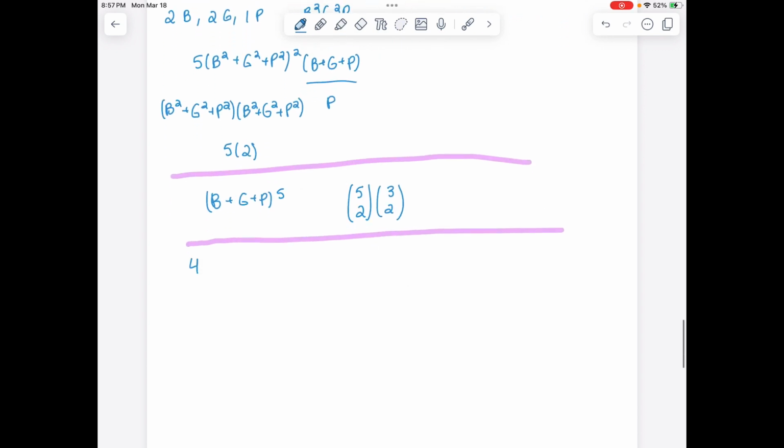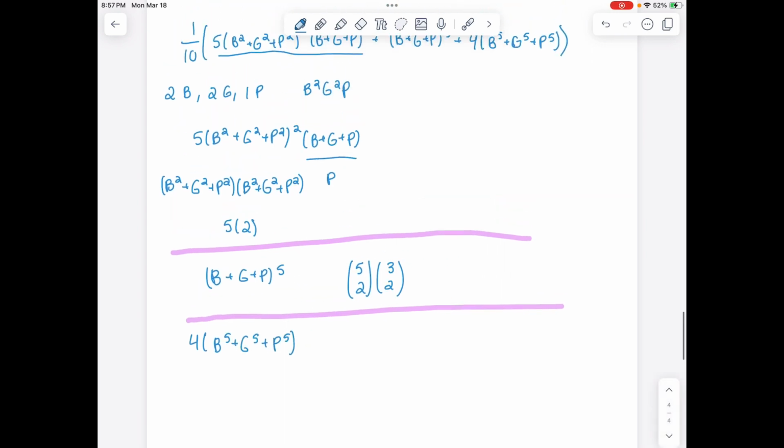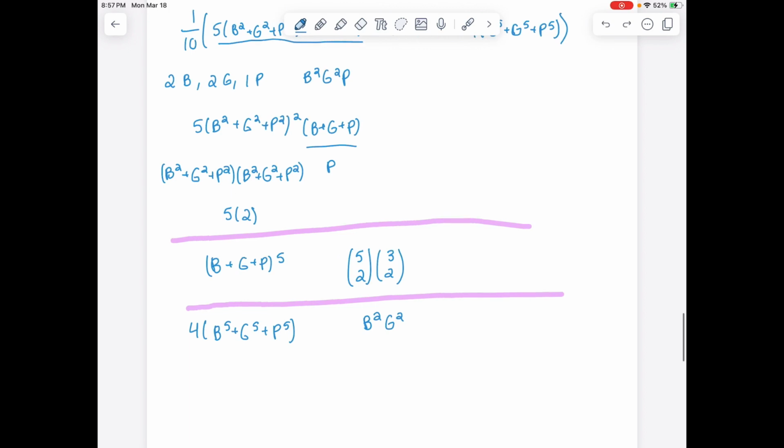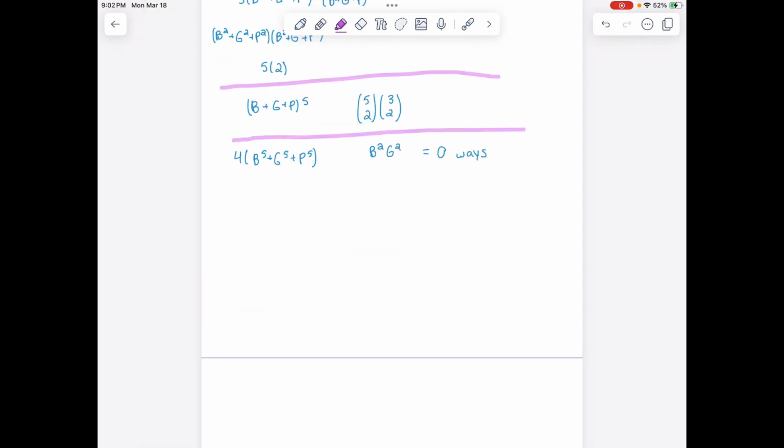And for the last piece, 4 times B to the 5th plus G to the 5th plus P to the 5th, they're all to the 5th power, so we can't get any necklace of this form from this weighted cycle monomial. So this is going to be 0 ways. Our final step is summing this all together.